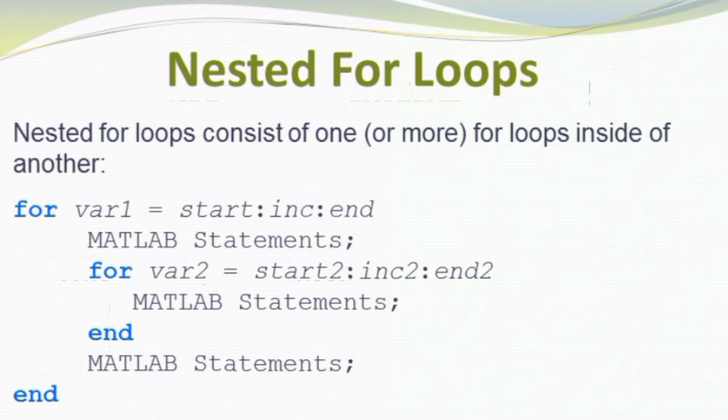Here we can see an example of a nested for loop where we have an outer for loop, and as part of the code that's being performed inside that outer for loop, we have another for loop. Okay, so this would be a situation where we have nested for loops. So we start off with our outer for loop. It has its own separate variable, has its own separate start, increment, and end.